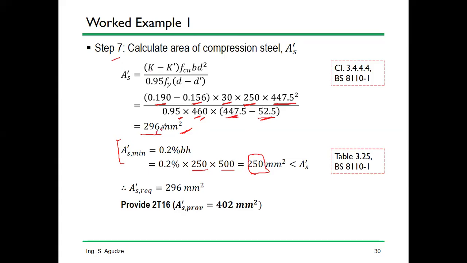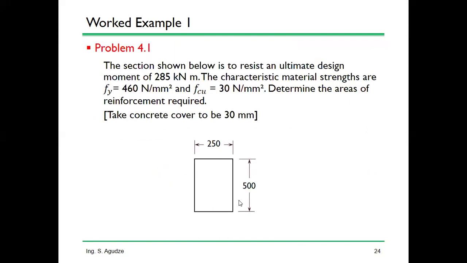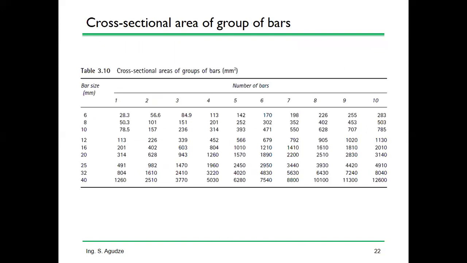So now we will adopt the AS prime required. We will adopt this value now as the AS prime required, and that will be 296 mm squared. Let me take you to the table where we get the reinforcement. So 296, isn't it? The AS prime required is equal to 296 mm squared.